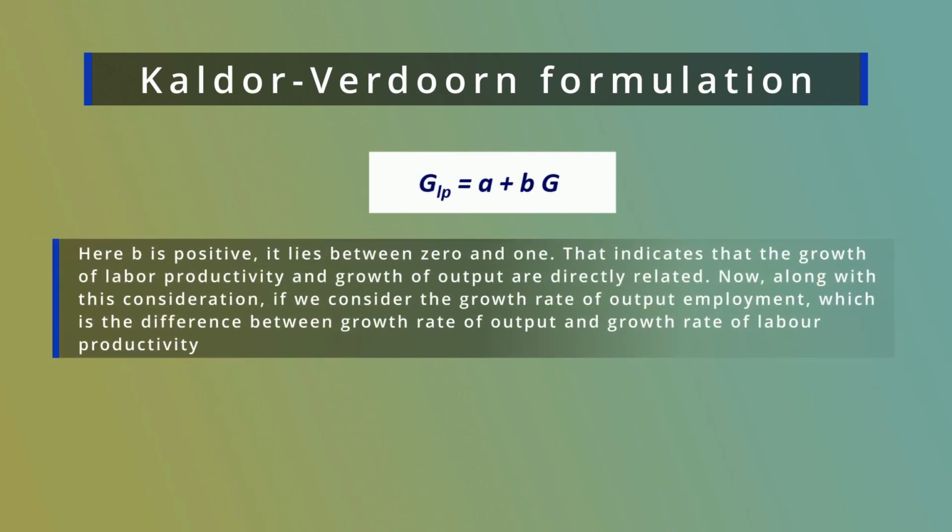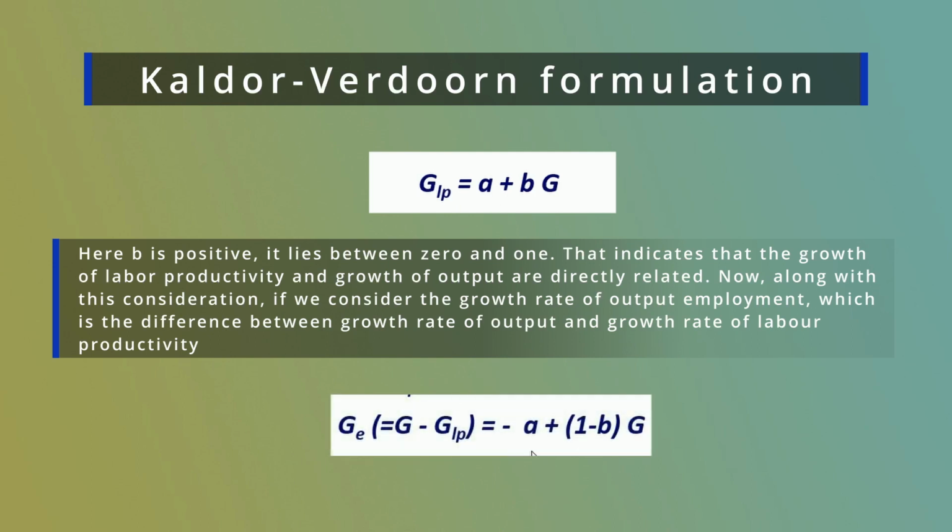Here B is positive, it lies between 0 and 1. That indicates that the growth of labor productivity and growth of output are directly related. Now, along with this consideration, if we consider the growth rate of employment, which is the difference between growth rate of output and growth rate of labor productivity, then after simplification, GE equals minus A plus 1 minus B into G.